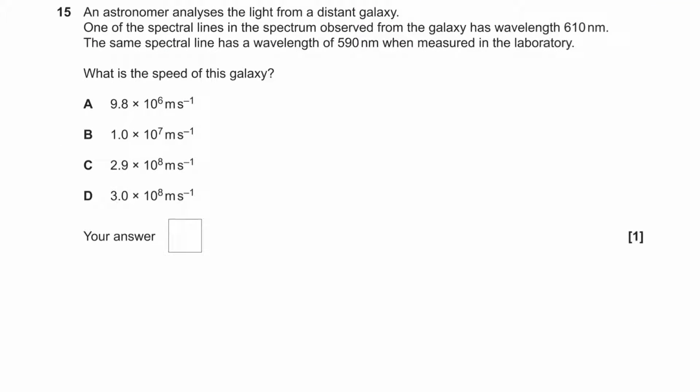15, an astronomer analyzes light. One of the spectral lines can be observed as a wavelength that differs from the same spectral line when measured in the laboratory. What's the speed of this galaxy?